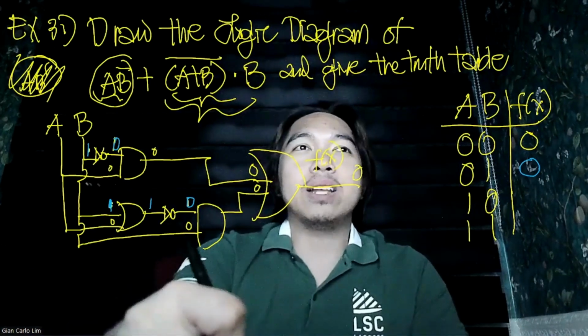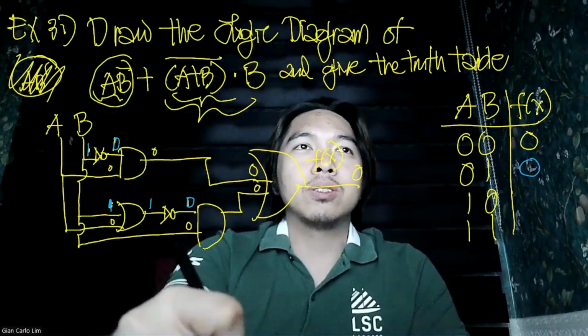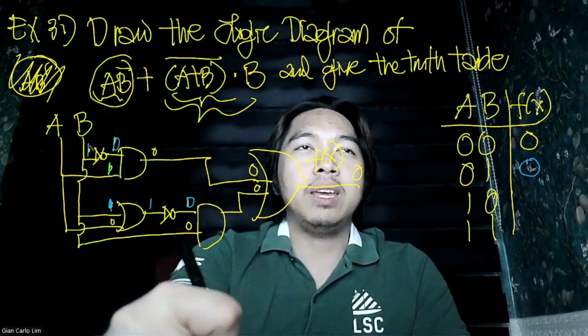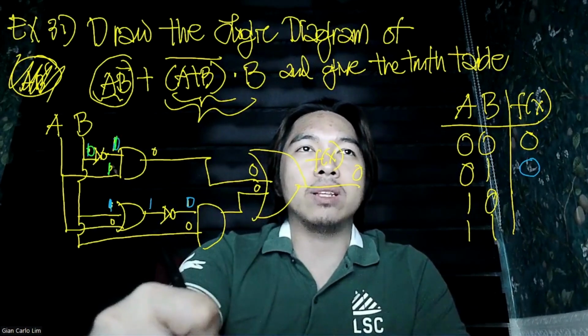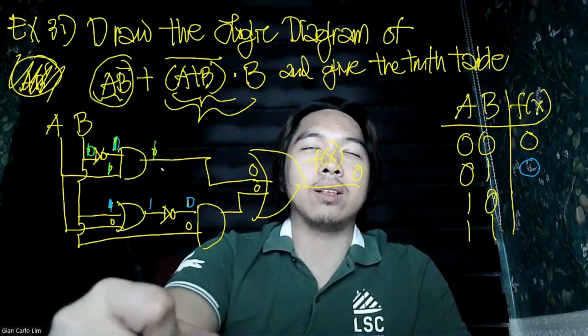So what if 1C A? Okay. So A is 1, B is 0. Okay. So 0 not, so that would be 1. So 1 and 1, so that would be 1. Okay.